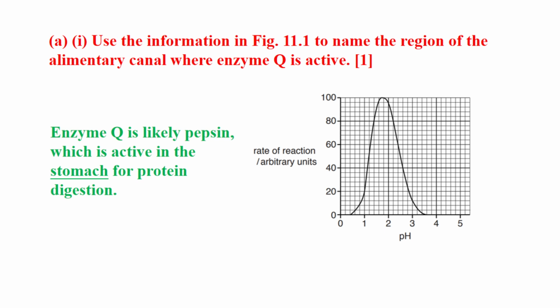In part A, part 1, use the information in figure 11.1 to name the region of the alimentary canal where enzyme Q is active. Enzyme Q works optimally in a specific pH environment. Based on the pH activity graph we have, enzyme Q is likely active in the stomach, and it's most likely pepsin, which is needed for protein digestion.